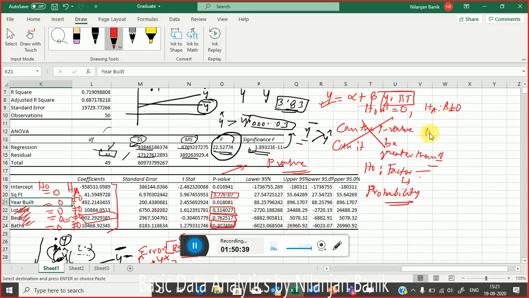What is beta saying? Beta is saying that if year build is increasing by 1 unit, how much is my y going to increase? Right? Yes. And if this beta is 0, what does it mean? Year build has no effect on y at all.